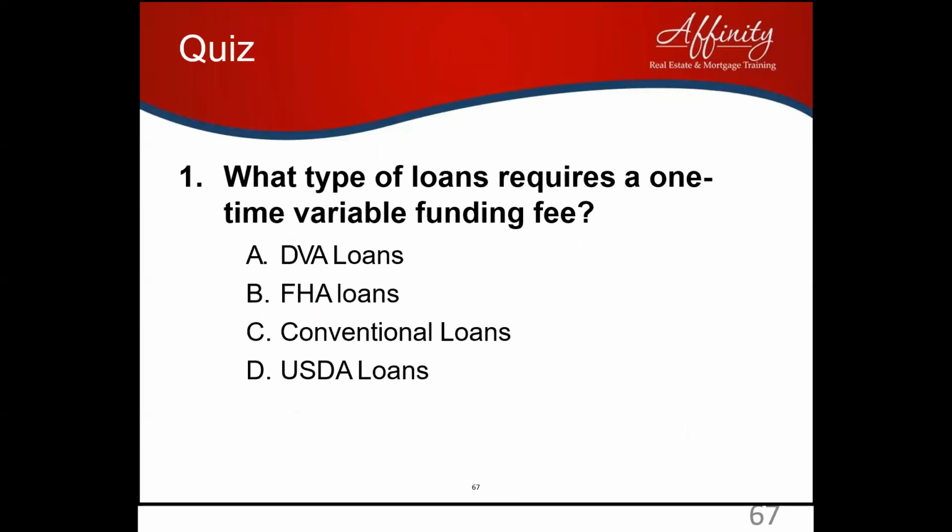Okay, so this is from some of the stuff that we were talking about before we went to the break. What type of loans require a one-time variable funding fee? Can you post in the chat either the VA loans, FHA loans, conventional, or USDA loans? One-time variable funding fee.